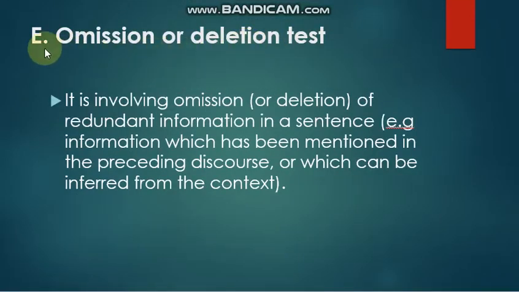Now, the next type of testing is what Radford called the omission or deletion test. It involves omission or deletion of redundant information in a sentence. Examples include information which has been mentioned in the preceding discourse or which can be inferred from the context.